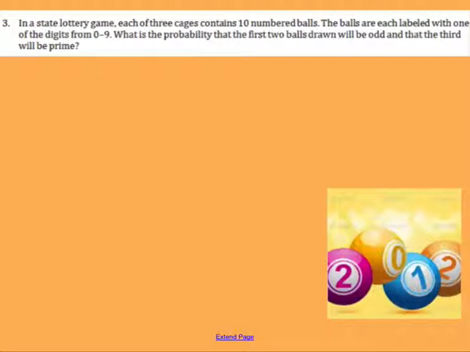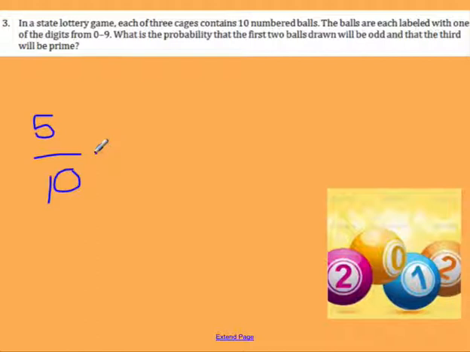In the state lottery game, the cages contain 10 number balls. Sweet, that's my total, no more thinking. The balls are labeled with the digits 0 to 9. What is the probability the first 2 balls drawn are odd and the third will be prime? So let's think about it this way. There are 1, 3, 5, 7, and 9. There's 5 odd numbers. So we have a 5 out of 10 chance of drawing an odd number.